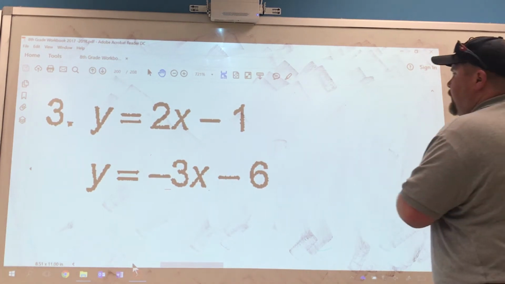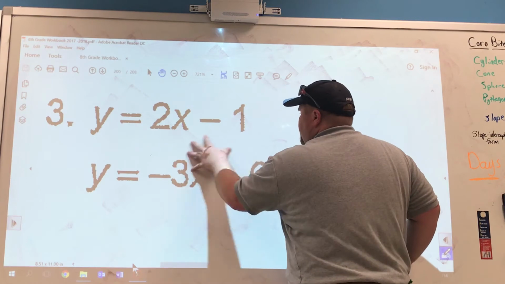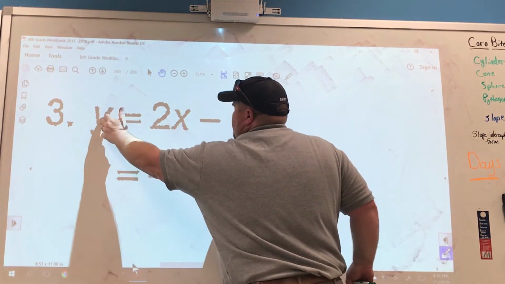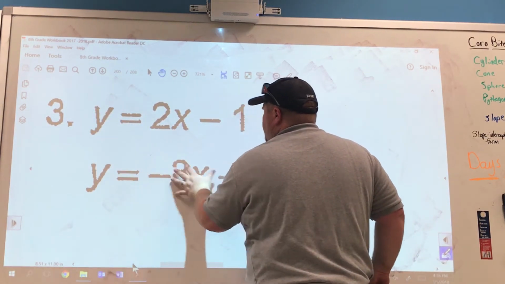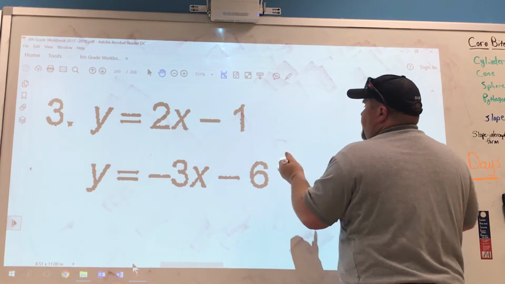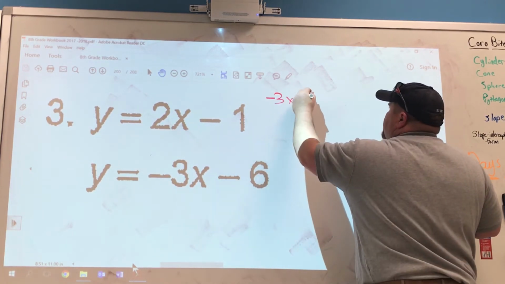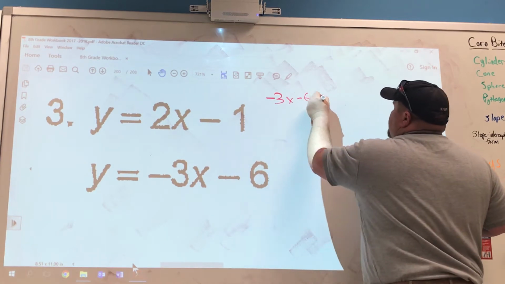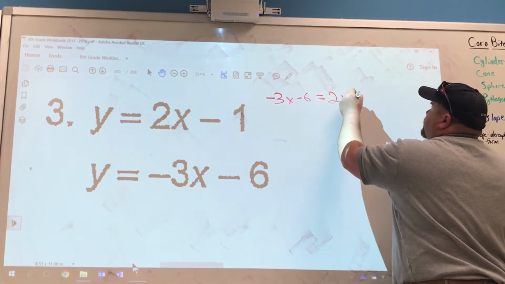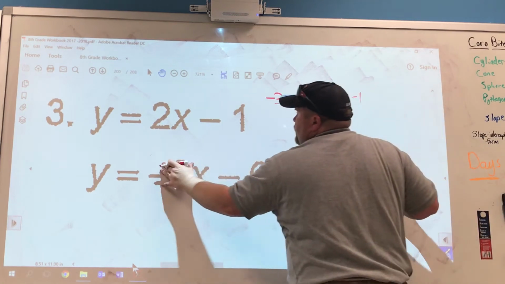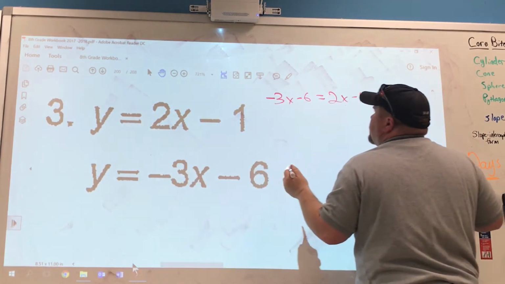Alright, problem number 3. I'm going to substitute all of this in for that y value, and the reason is because it says y equals all of this. So negative 3x minus 6 equals 2x minus 1. So all of this went right there.